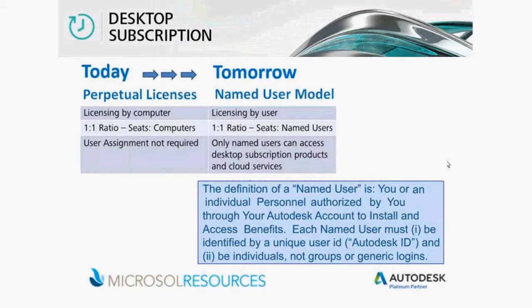So this is a change. While you may already be assigning users to perpetual licenses to give them access to those additional cloud benefits that may come with your Autodesk perpetual license product, it was not a requirement. You could still take the software out of the box and use it. That's not the case with Desktop Subscription. Desktop Subscription, you need to have an email address assigned to one user, and that user will then be associated with a Desktop Subscription license.